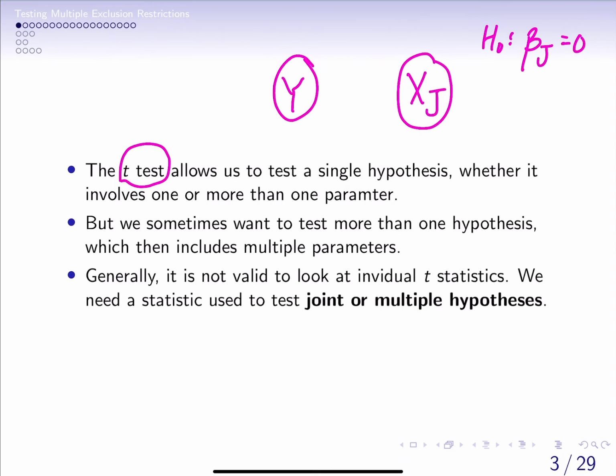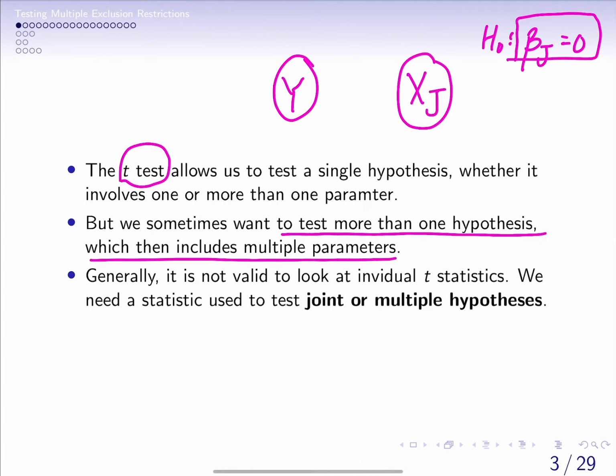So sometimes we might encounter situations where we want to test more than one hypothesis, which involves multiple population parameters. Here in the t-test example, we only have a single population parameter that we are testing this hypothesis about, but when we test multiple linear restrictions, we are talking about more than just beta j. So there could be two or more beta j's that we are interested in.